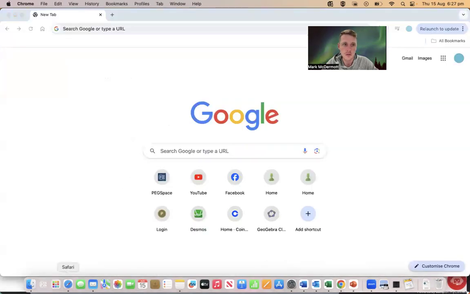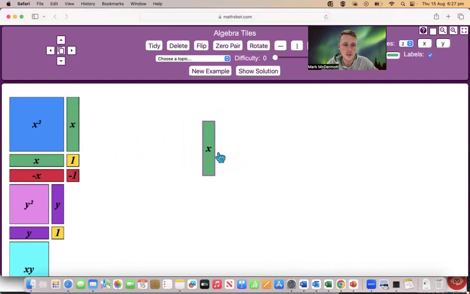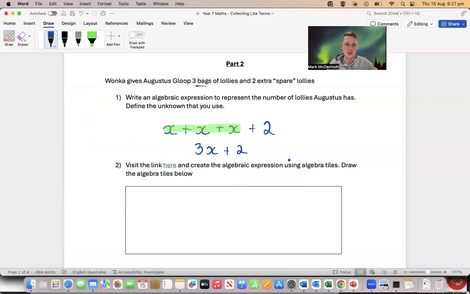So it's going to look something like this. We need 3 groups of the unknown, so 3x, plus 2. You're going to get something like that. So we can draw that below: x, x, x. And then we've got the extra 2 there.